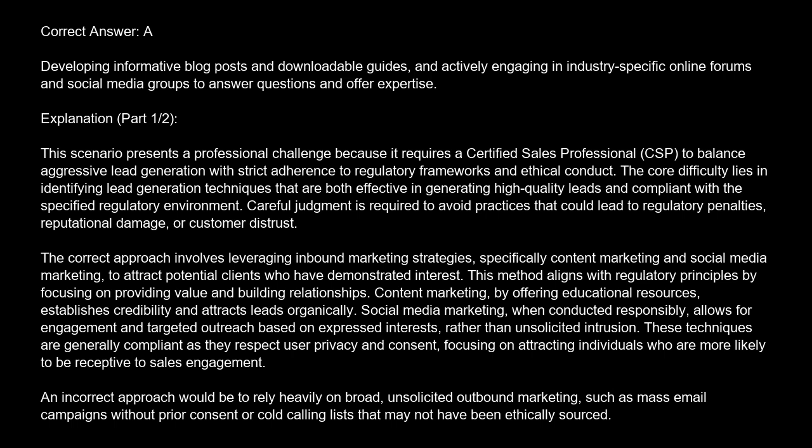This method aligns with regulatory principles by focusing on providing value and building relationships. Content marketing, by offering educational resources, establishes credibility and attracts leads organically. Social media marketing, when conducted responsibly, allows for engagement and targeted outreach based on expressed interests, rather than unsolicited intrusion. These techniques are generally compliant as they respect user privacy and consent, focusing on attracting individuals who are more likely to be receptive to sales engagement.